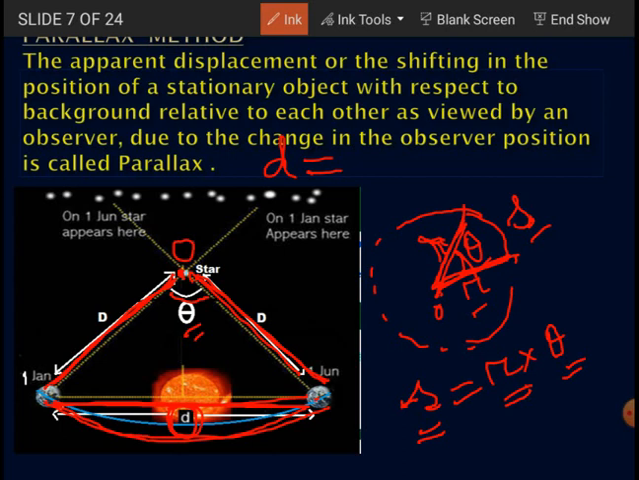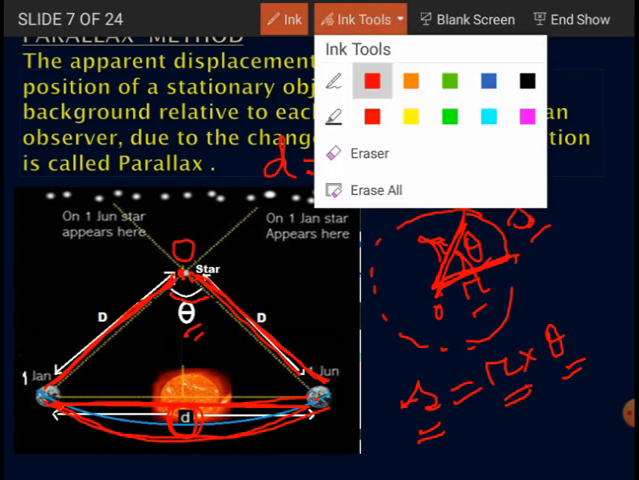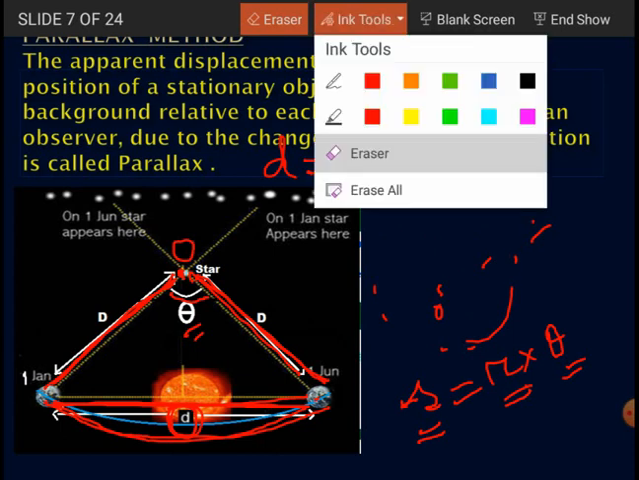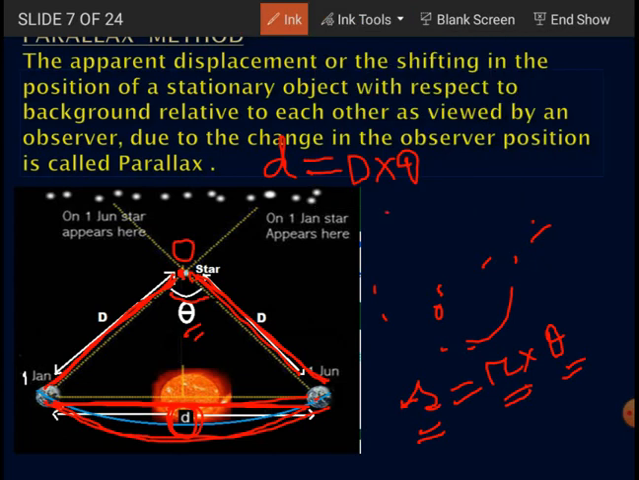So small d will be equal to capital D into what? Theta. Am I right? So if you know theta and small d, then you can easily find out capital D. How? Your capital D can be expressed as small d divided by theta, right?